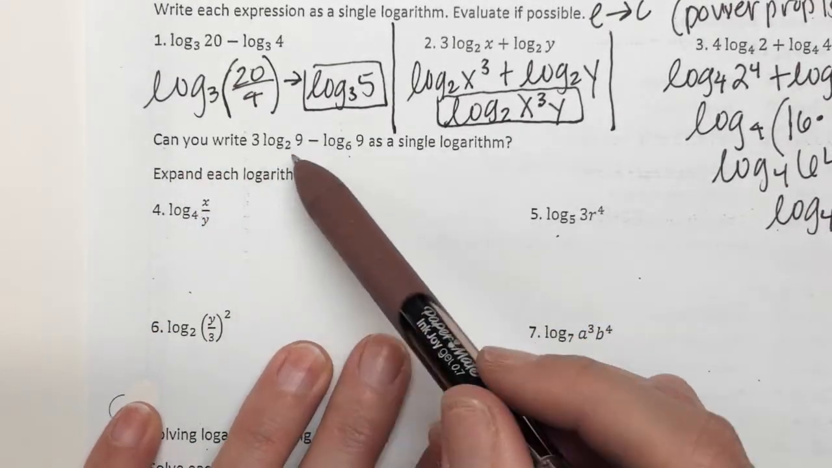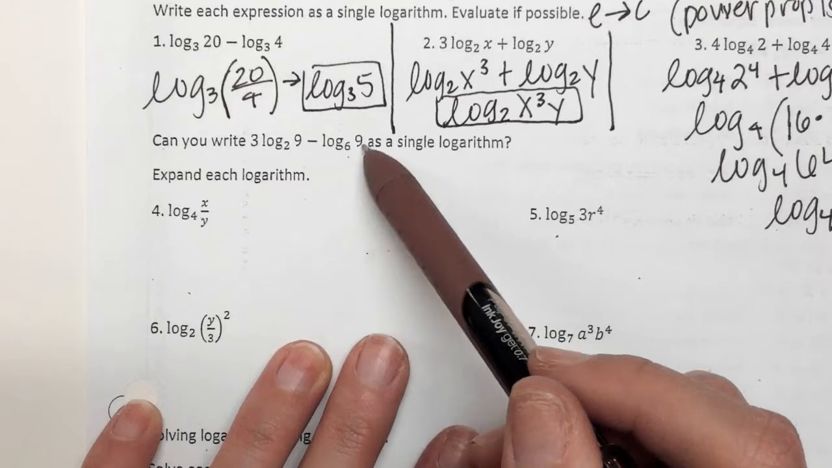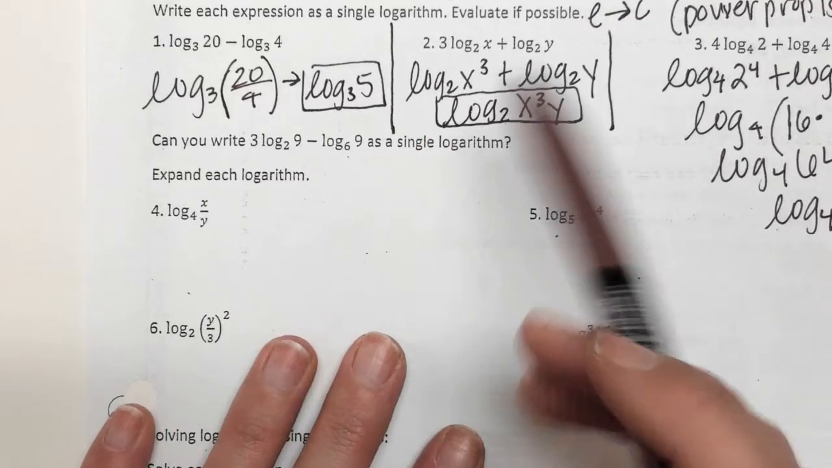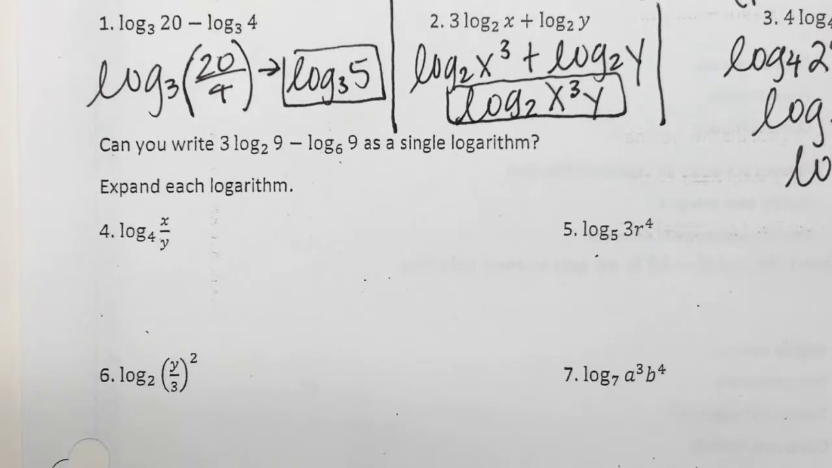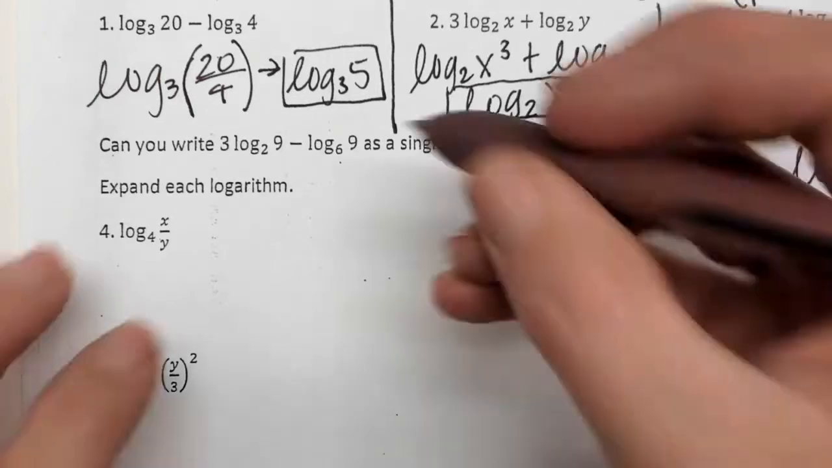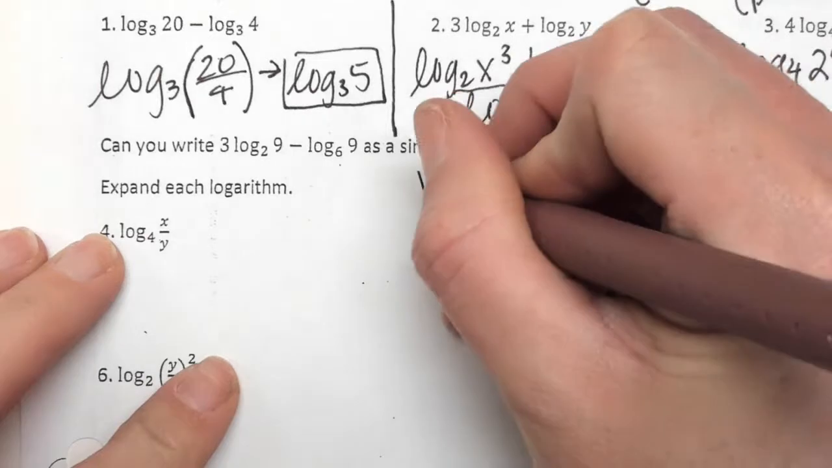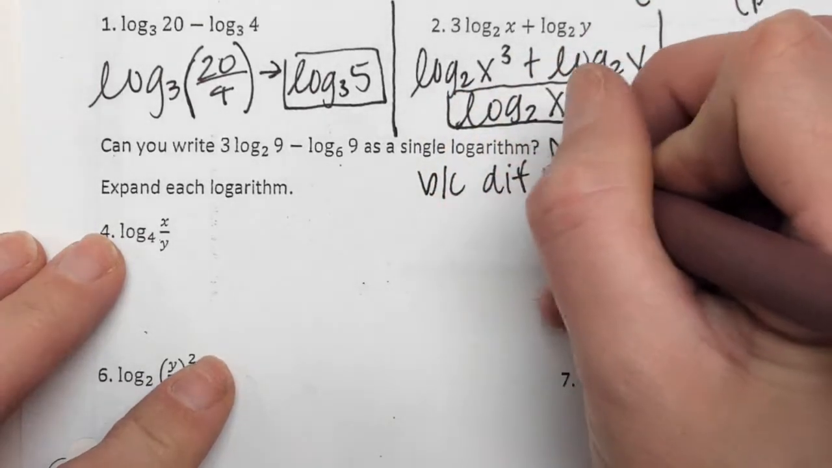It says, can you write 3 log 2 of 9 minus log 6 of 9 as a single logarithm? Can we condense that? Yes or no? Alright, some people are saying no. Tell me why. Their logs aren't different. It's the what that's different. The base. Good. So no, because different bases. Good.